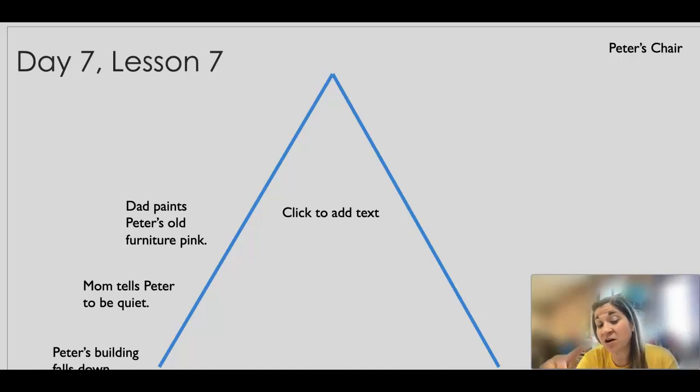Everything so far that I've listed is a problem. Something that keeps on building and building and building. His building falls down. Mom tells Peter to be quiet. So annoying. And now Dad is painting Peter's chair pink. These things just keep on adding up. Okay, then what happens next?